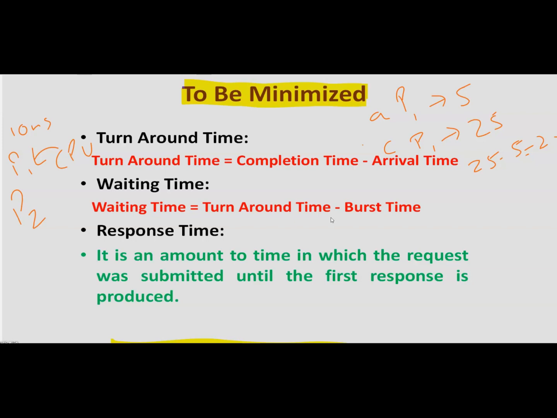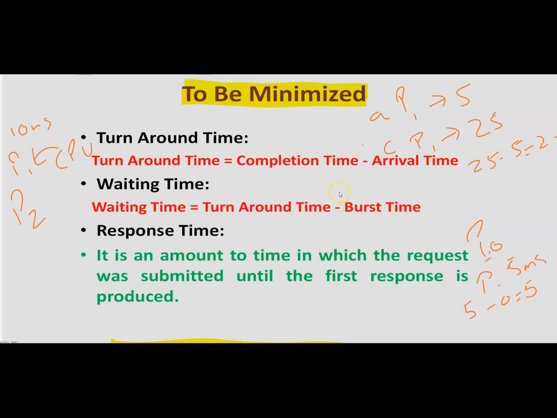The last parameter we are having is the response time. What is this response time? It is the amount of time from when the request was submitted until the first response is produced. Suppose one of the processes arrives at time zero, and it got the CPU at 5 milliseconds. How are we going to calculate the response time? It is when it put the request and when it got the CPU for the first time. That means 5 minus 0 is equal to 5. This is how we calculate the response time.